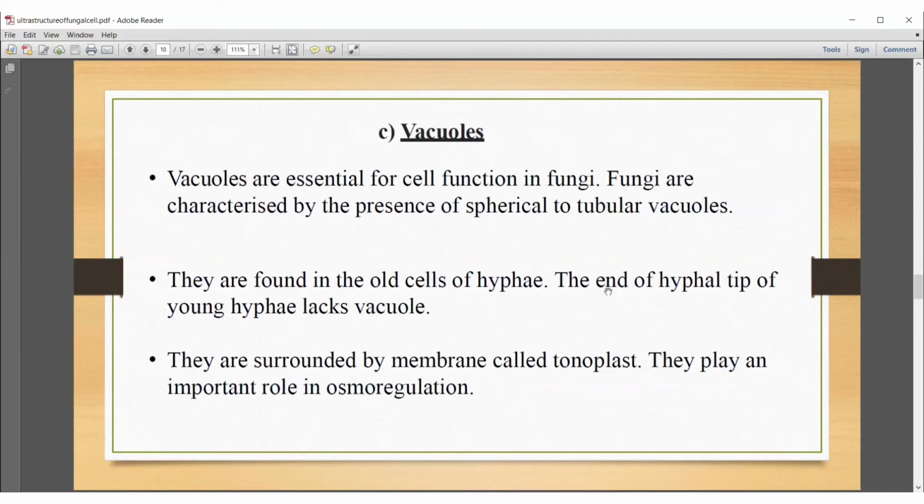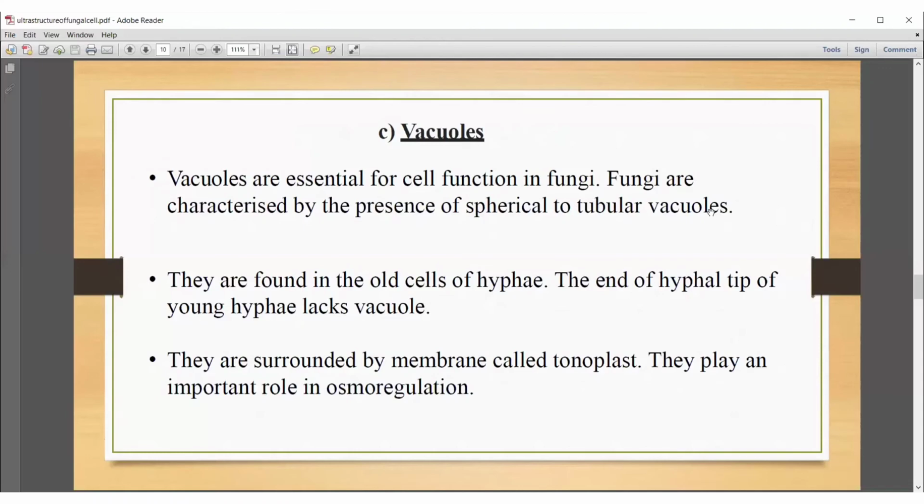Next one is vacuoles. Vacuoles are essential for cell function in fungi. The vacuole is essential for the functioning of any fungal cell. The vacuole is very important. Fungi are characterized by the presence of spherical or tubular vacuoles. There will be two types of structure: either spherical or tubular. They are found in all cells of hypha. In the next slide we will see where the vacuoles are present.